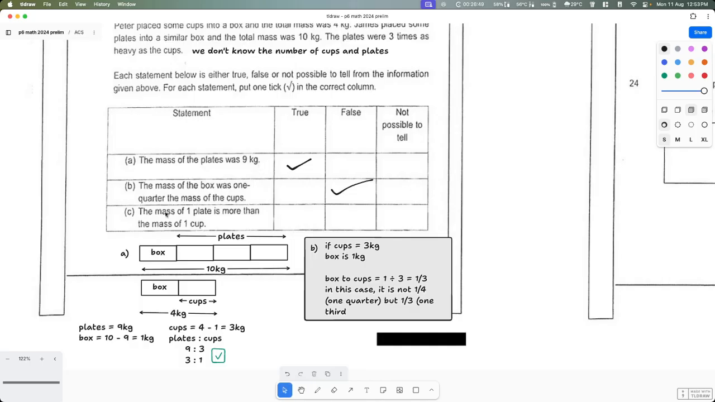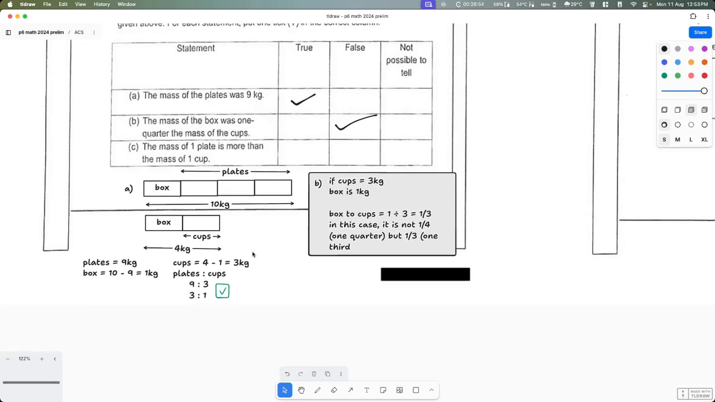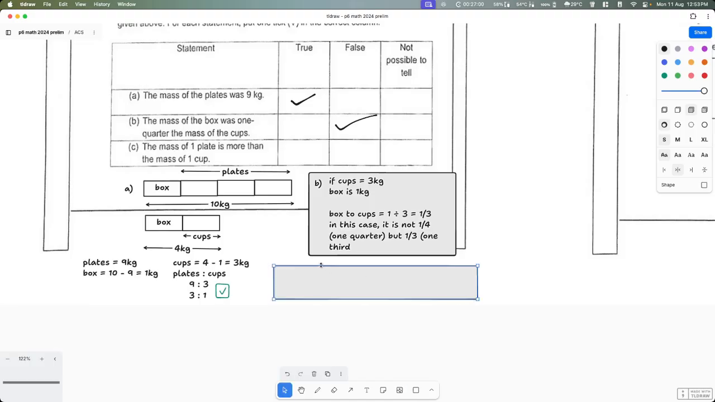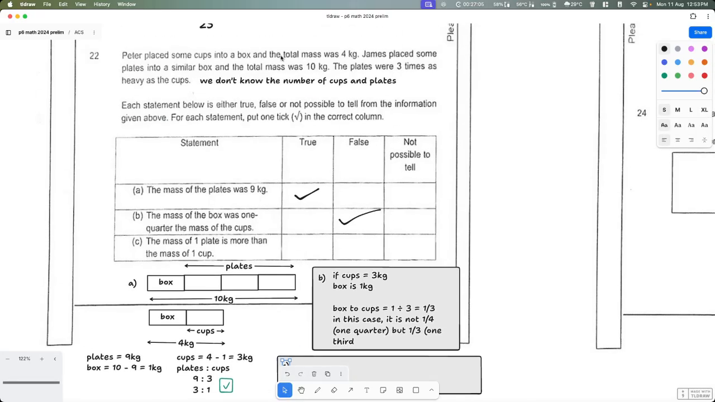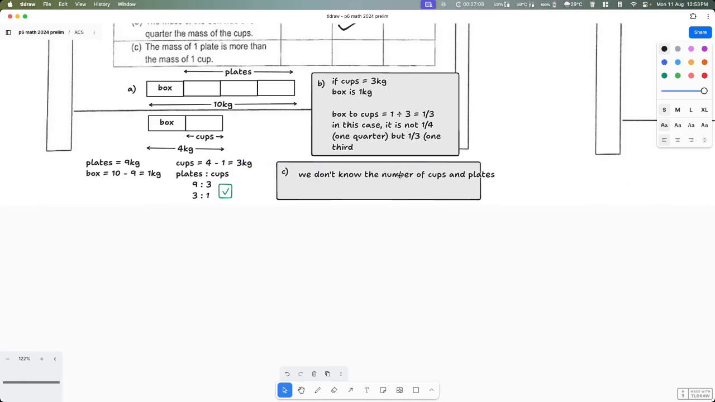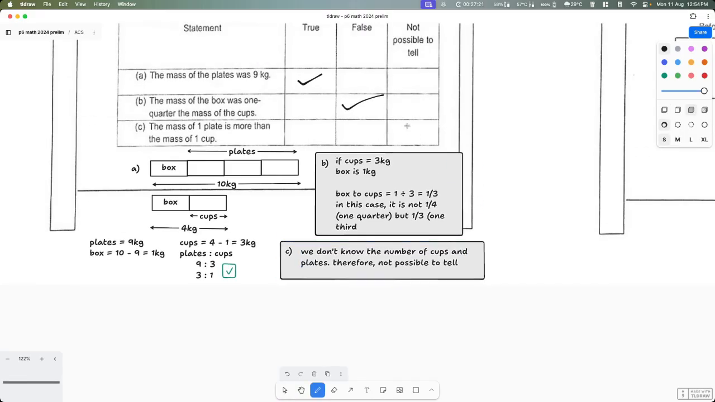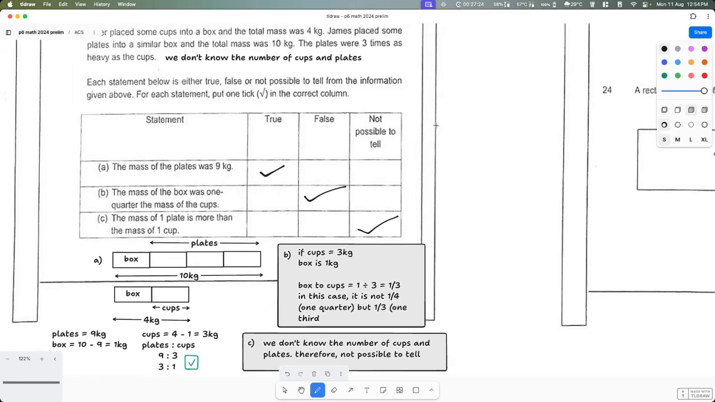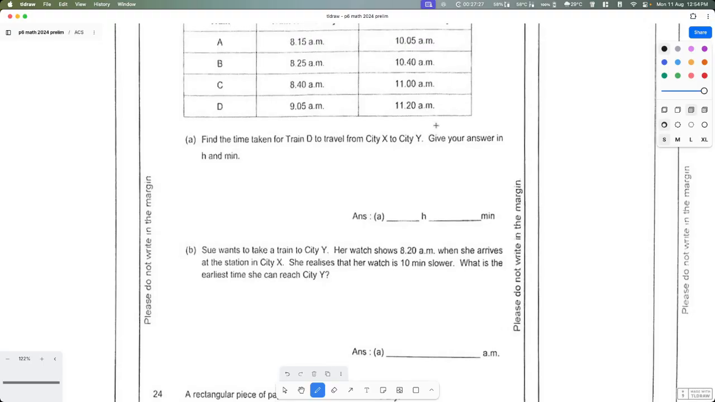Okay, last one. The mass of one plate is more than the mass of one cup. Okay, so for C, if I were to put another rectangle over here just to cover C, we actually don't know the number of cups and plates. Therefore, not possible to tell. Okay, so that's it for C as well. Hopefully this makes sense. Let's move on to the next question.